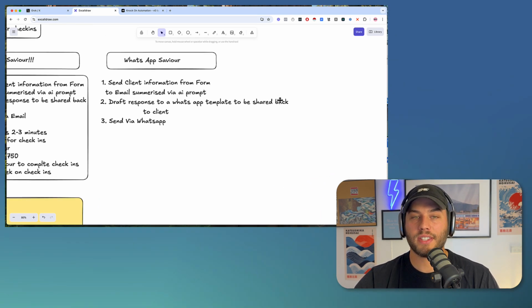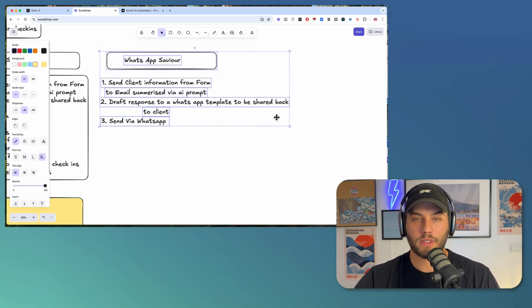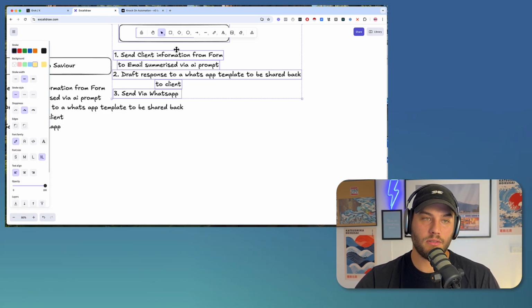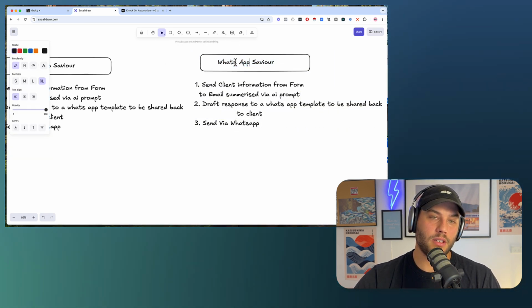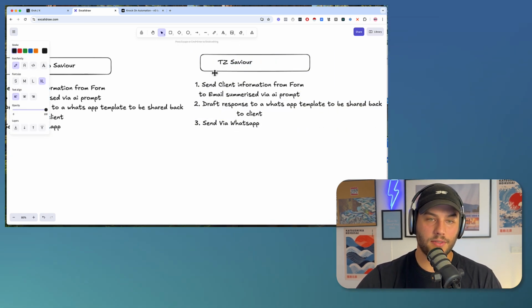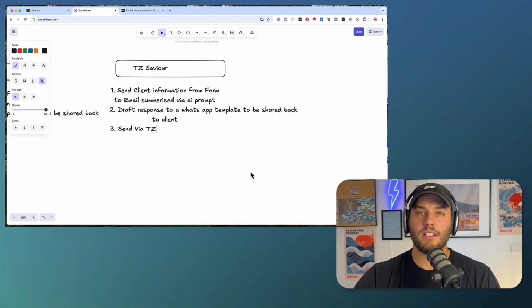And then obviously, if you just use the internal Trainerize application, bring this over here. You could literally do the same thing in Trainerize. So TZ Savior, and then send via TZ. Now the thing is, right, with this one, you can actually take it a step further.